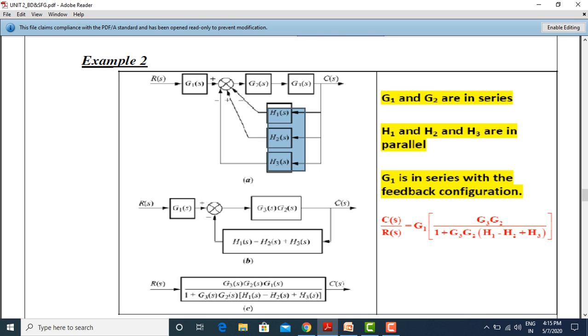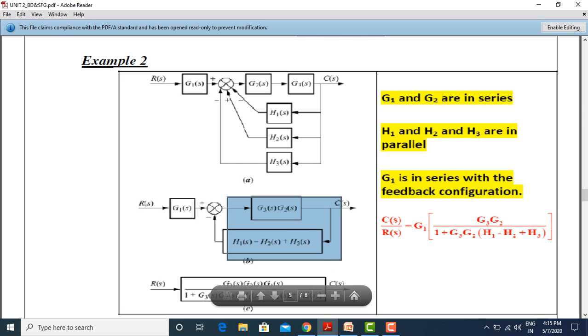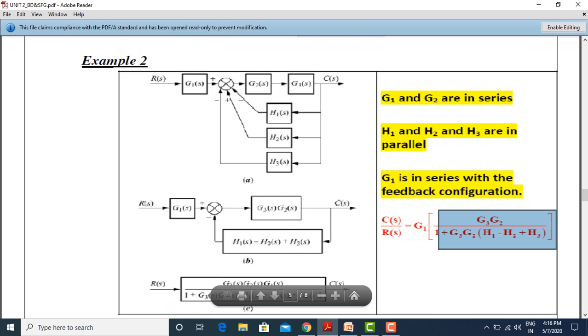Now I am observing this is the minor feedback loop, that is system upon 1 plus system into feedback. So what will happen? G3 into G2, here we can see G3 into G2, 1, here is a sign minus, so it will become plus. System G3 G2 into this feedback. So this will be the calculation of this minor feedback loop.